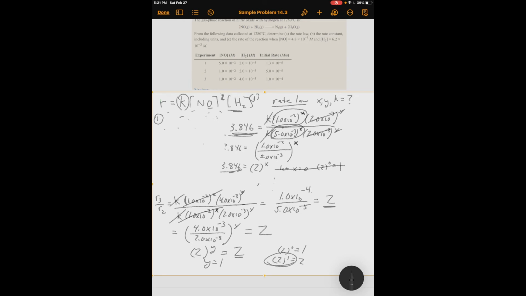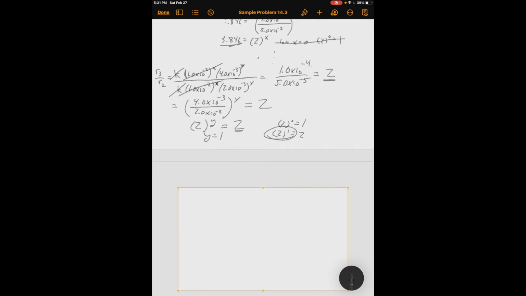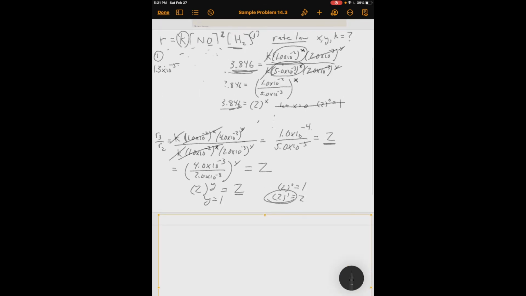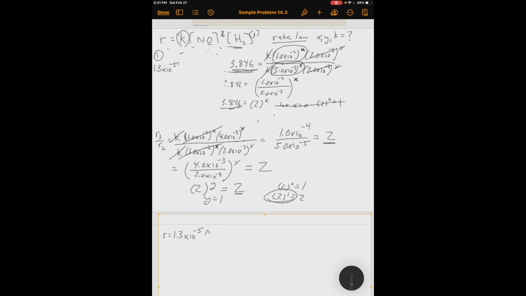So what I'm going to do is I'm going to say for experiment 1, the rate is 1.3 times 10 to the minus 5. You know what? I'm going to actually come down here. We do not have enough room there, and I don't want to take a half hour to erase this. Okay? So let's try it this way. The rate is equal to 1.3 times 10 to the minus 5. For now, I'm going to put the units in. We do need to find the units for this particular step. Okay, so again, I'm just picking one of the experiments. You could do 2, you could do 3. We're trying to find K.